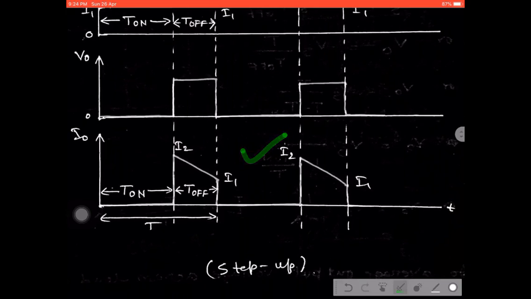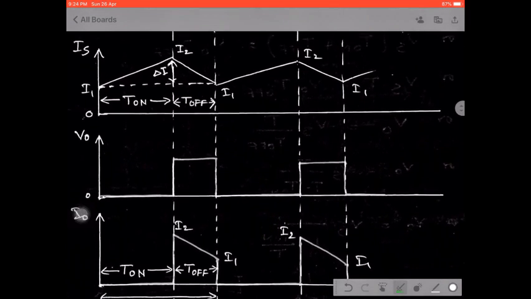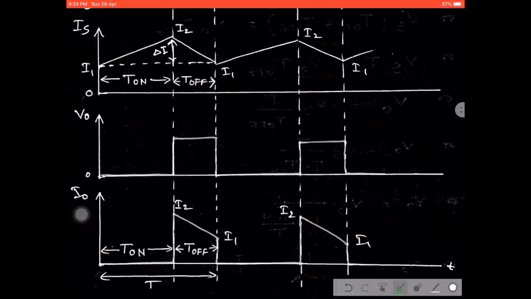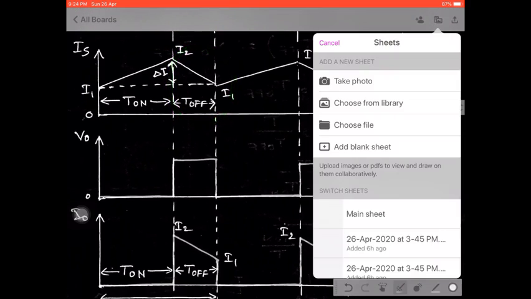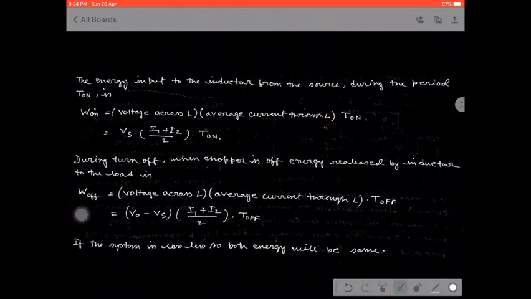Okay, now go to the calculation part. See the waveform very carefully. If the inductor or the total system is lossless, then the inductor stored energy during the time t on and the inductor discharged energy during the time t off will be the same. This concept is applicable to calculate the average value and the output voltage.